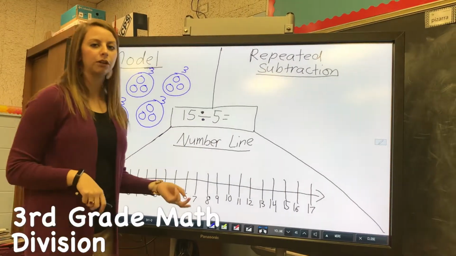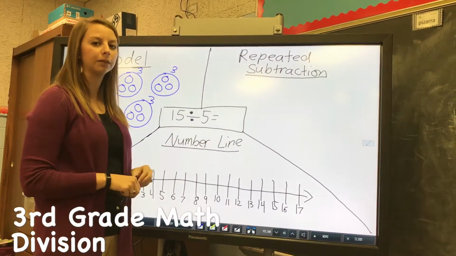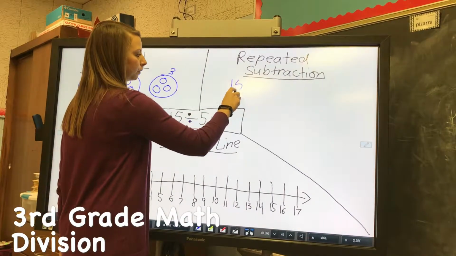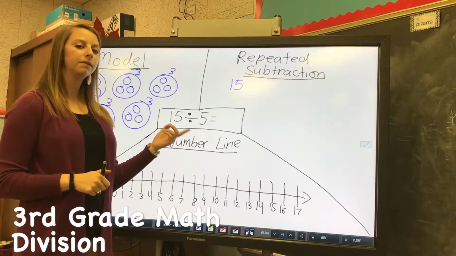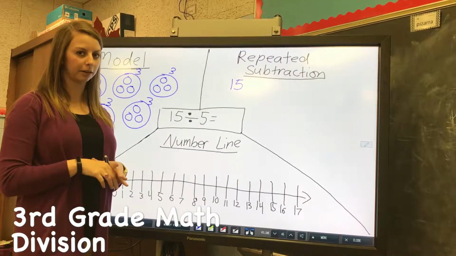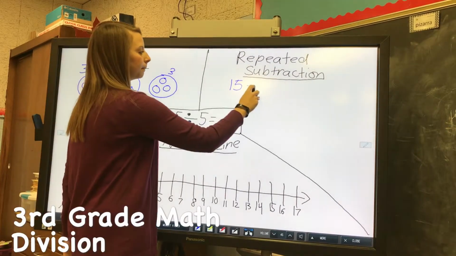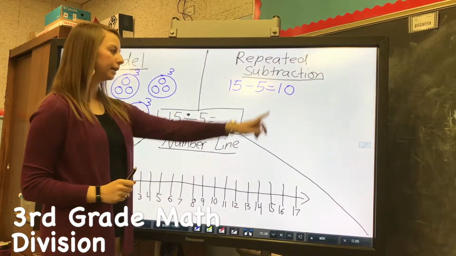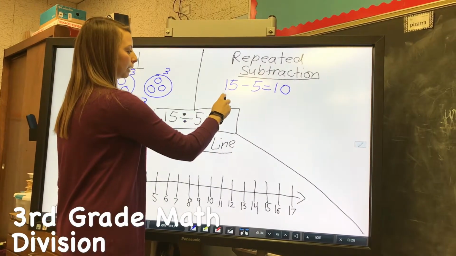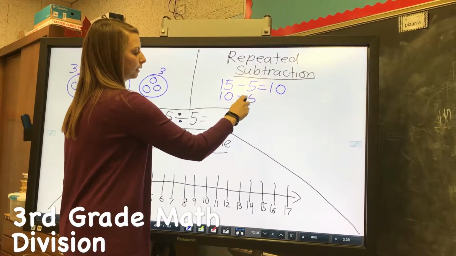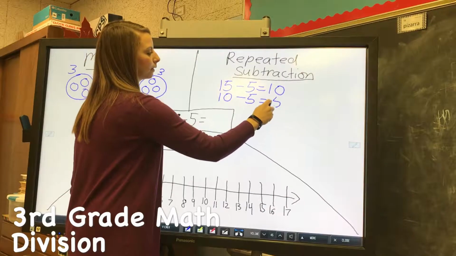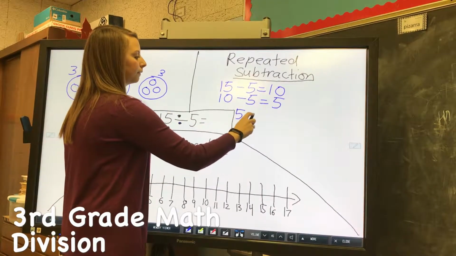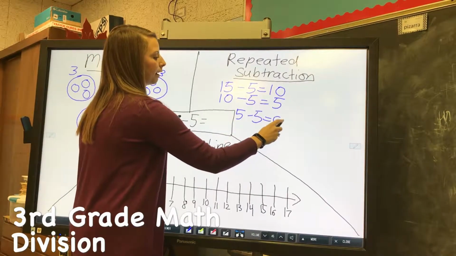The second strategy you can use is repeated subtraction. The way that works is we start with our total number, 15. And I'm going to take 5 away until I get my answer to be 0. So I'm going to do 15 minus 5. 15 minus 5 is 10. And then I'm going to take my answer and I'm going to keep subtracting 5 away. So 10 minus 5 is 5. And then my last one would be 5 minus 5, which equals 0.